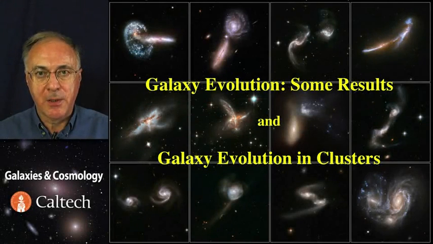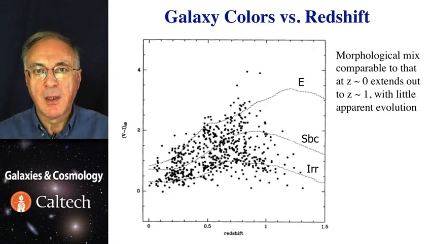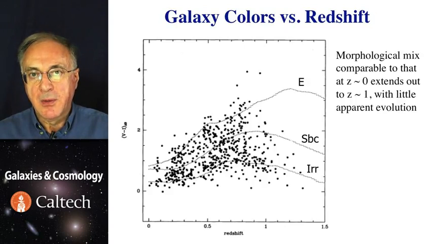So we have started talking about the results on galaxy evolution studies in general field. First, we found out how the luminosity function seems to be evolving slightly, but now let's see some of the other results that have been obtained. A simple thing to do is to look at colors of galaxies as a function of redshift.